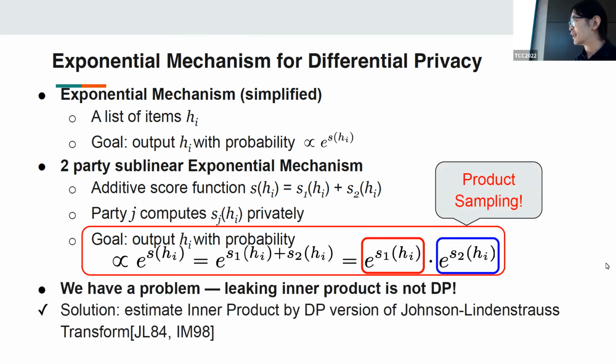But don't forget that our protocol, when it works, when it gives you sublinear communication, it comes with a leakage that is up to the inner product. So our solution would be using a differentially private version of the JL transform to estimate the inner product to fix this leakage. So now we can achieve a fully differentially private exponential mechanism in a two-party setting, and it comes with sublinear communication.